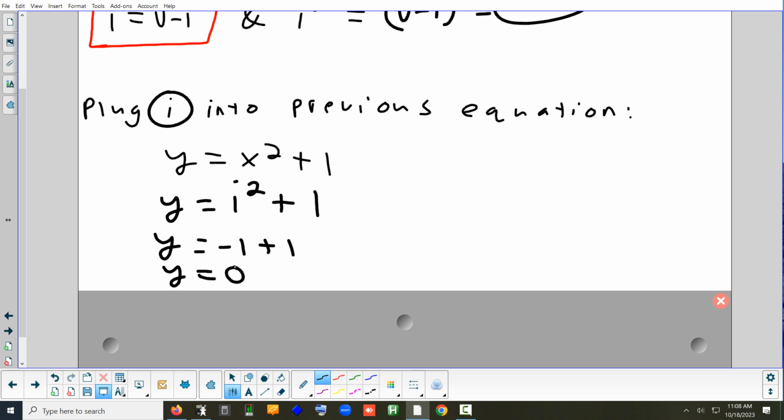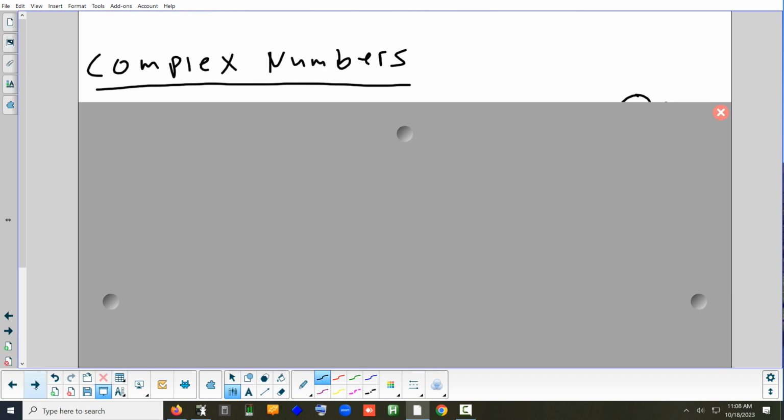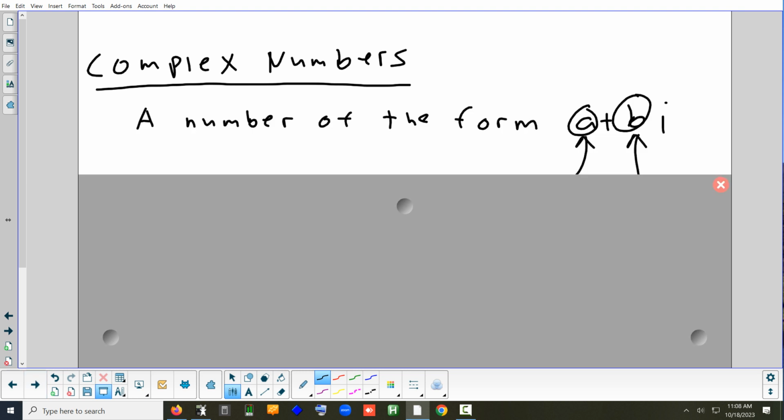Any questions why i is a 0, or a root? Since x is being squared already, you're just plugging in i. So you end up with just negative 1. Okay, so i is an example of a symbol that we use when we have complex numbers.